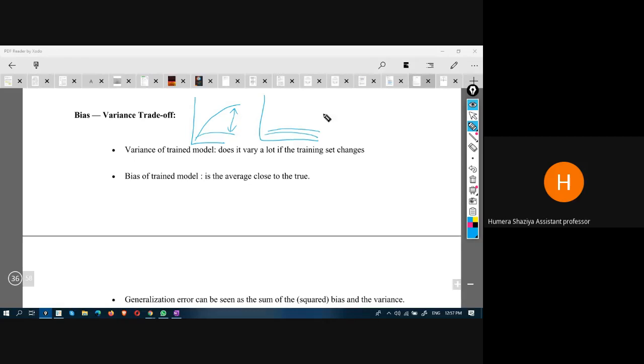Very low accuracy. What happens sometimes is that when you try to improve variance, the model shows the bias, and when you try to improve the bias, there may be some variance. So it is like a trade-off.